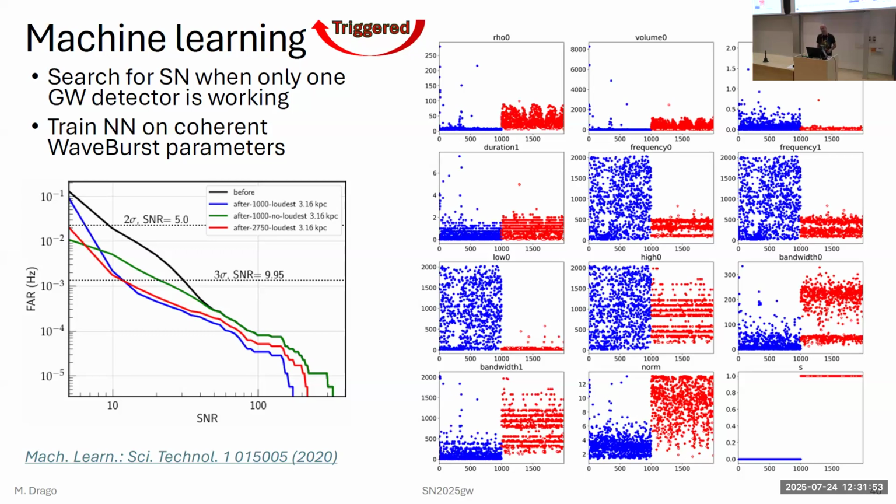And the neural network is trained with all this information. You can see that for some of them, there is a good difference between the two. So it's really a nice idea to train for that. And there is also a result showing that you can decrease the false alarm rate even if you have only one detector. So it's a good strategy.